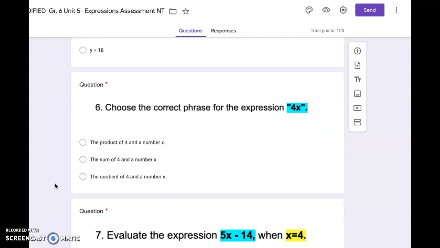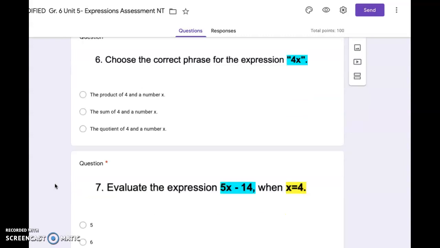Number 6. Choose the correct phrase for the expression 4x. The product of 4 and a number x. The sum of 4 and a number x. Or the quotient of 4 and a number x.